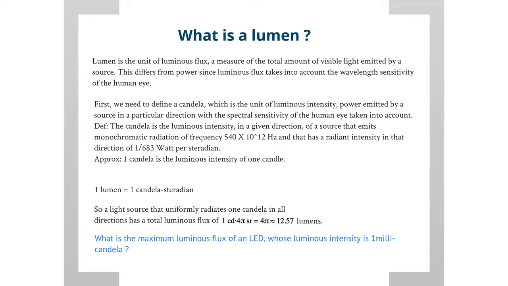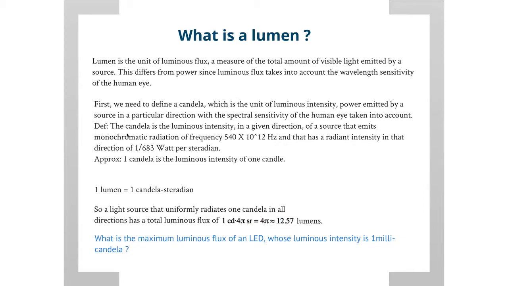So it is the unit of luminous intensity, which is the power emitted by a source in a particular direction with the spectral sensitivity of the human eye taken into account. So there is one difference here from the intensity we talked about, which is the direction. So it depends on the direction, which turns out to be very, very important when you're trying to design lighting systems. We'll come to that in a few slides.